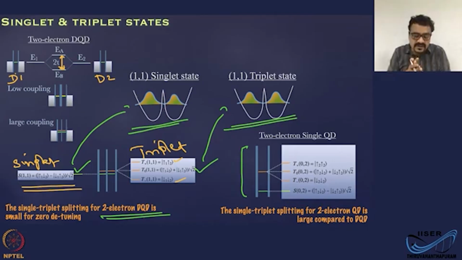the energy levels of a few electron double quantum dot when you have 2 electrons in the system, 1 and 1 on each dot. That is what we discussed so far. This is the case 1-1 singlet and 1-1 triplet. That is, you have 1 electron in each dot.